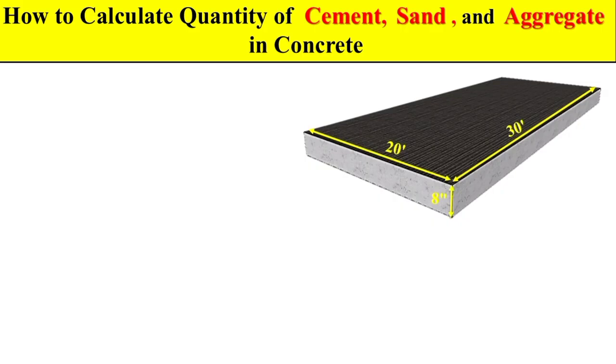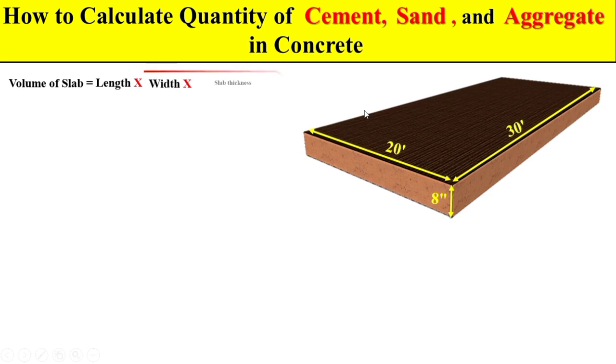Now dear students, if you want to calculate the total quantity of cement, sand and aggregate in this slab, first of all we calculate the total volume of the slab. So dear students, the volume of the slab will be equal to length times width times thickness.